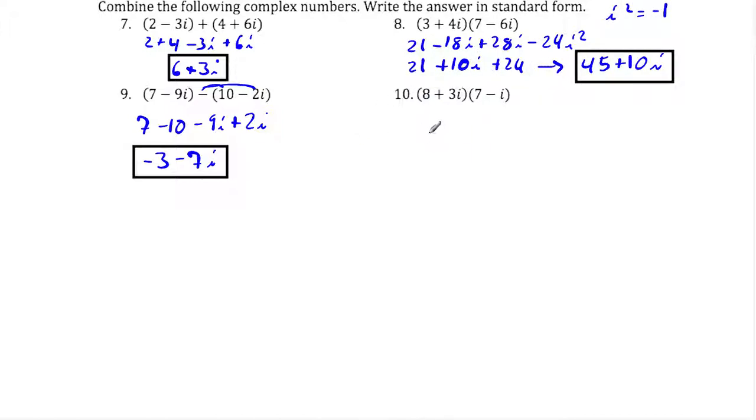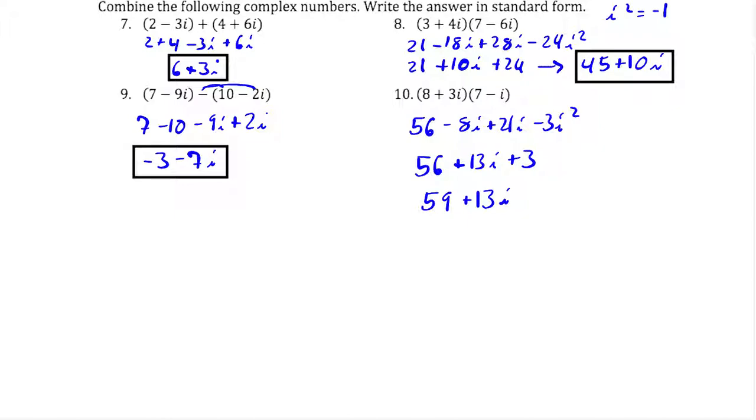And we have that same approach here. For number 10, we're going to have 7 times 8, which is 56, minus 8i plus 21i minus 3i squared. We know that the i squared is going to be a negative 1. So 56 plus 13i plus 3, that's a negative 3 times a negative 1. So we get 59 plus 13i, and that is our answer.